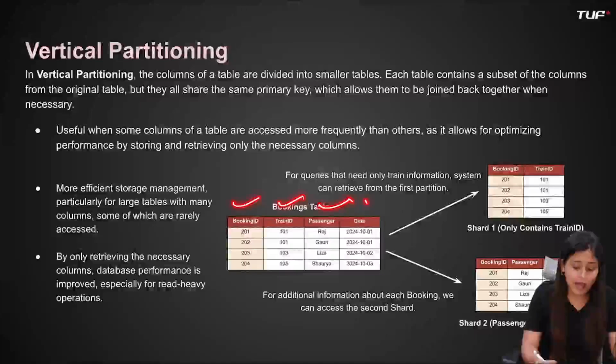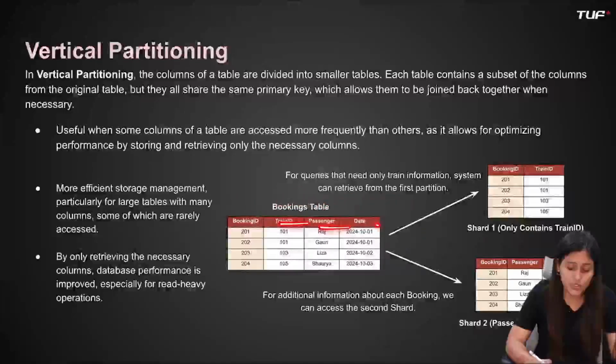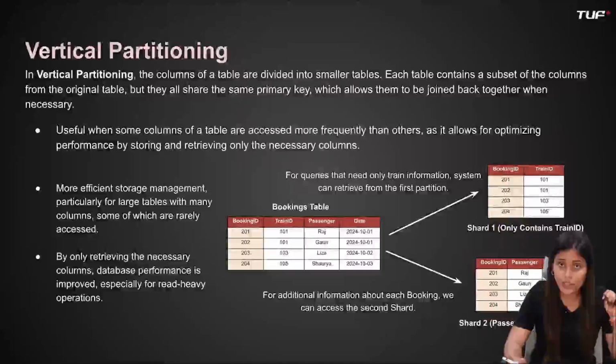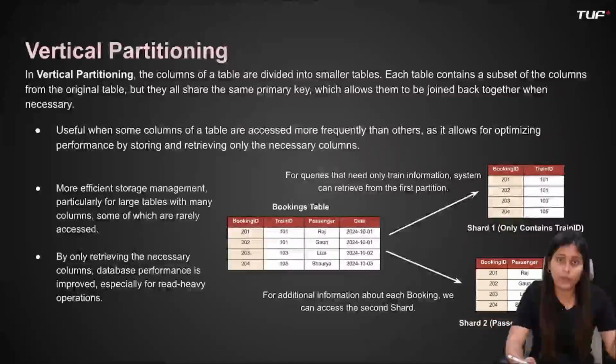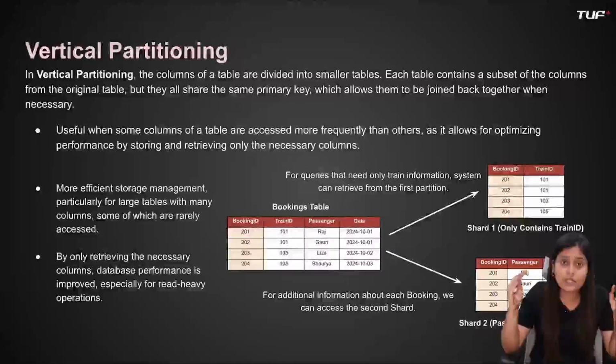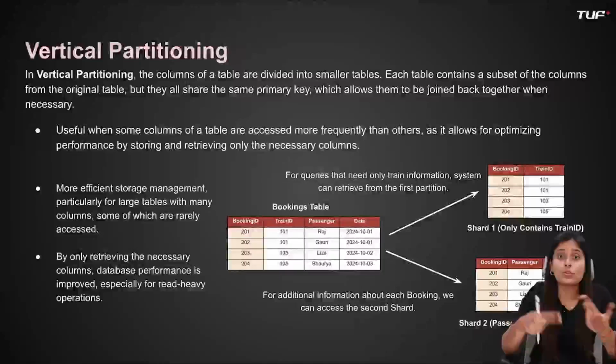In vertical partitioning, you can see in the main table we have 4 columns: booking ID, train ID, passenger and date. When dividing this, we select booking ID and train ID for partition 1, and the rest, passenger and date, for partition 2. But in the second partition we have included the booking ID as well, because there should be at least one column storing unique values, the primary column, in all the partitions, since on that basis we join those tables back, right?